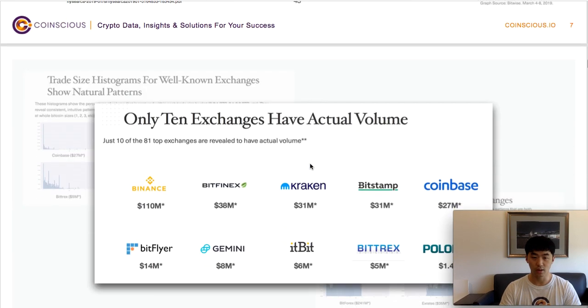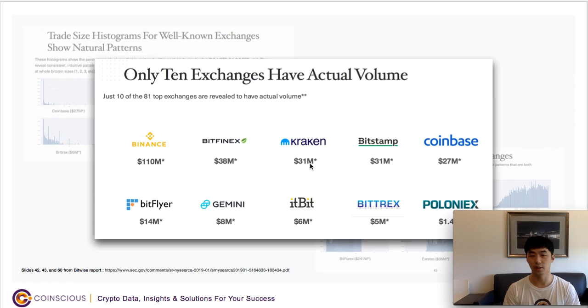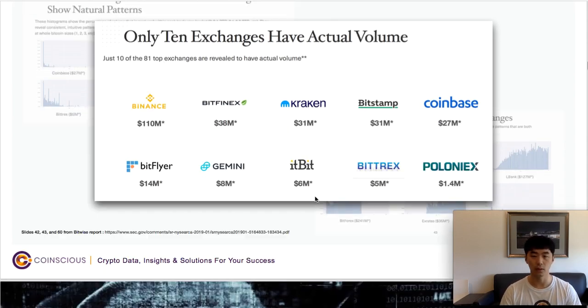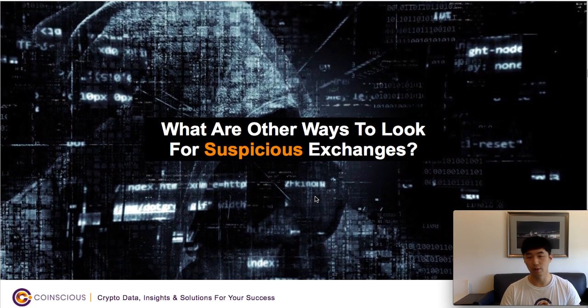Based on this analysis, they present 10 exchanges that have actual volume. Here they don't really define actual volume properly. However, I think it is a somewhat good way to filter out the ones that look suspicious based on the histogram shapes. So here we're going to look at other ways to look for suspicious exchanges.